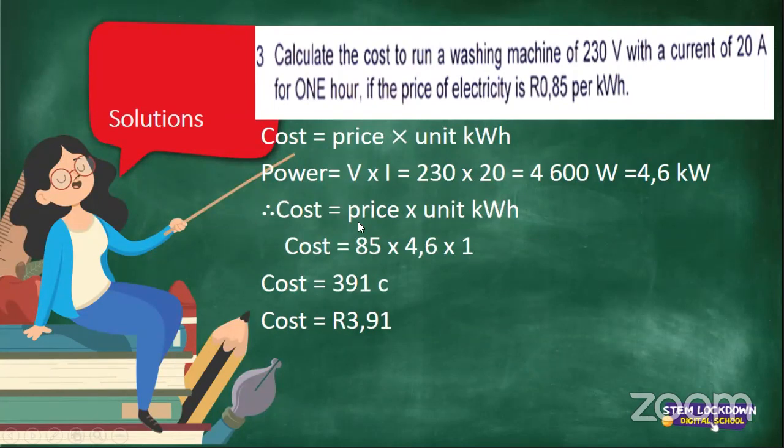So the cost equals price multiplied by the unit kilowatt hour. So the price is 85 cents and the unit kilowatt is 4.6. So it's 4.6 multiplied by how many hours is this operating? It is 1 hour. So the cost will then be 391 cents. Right.